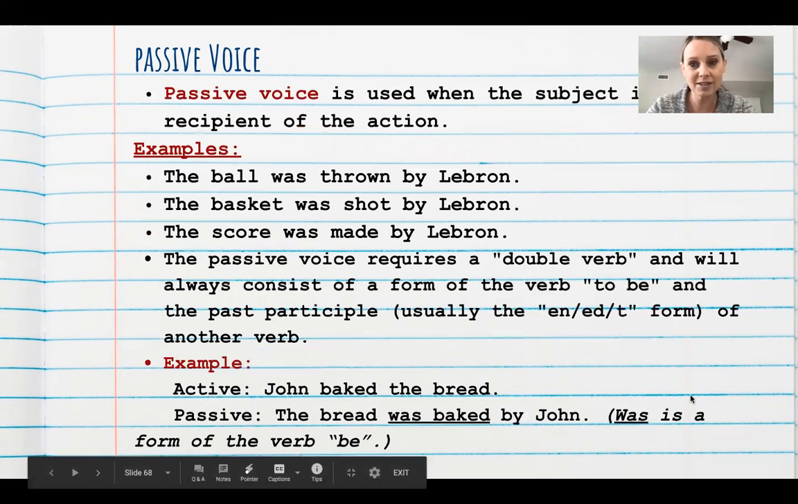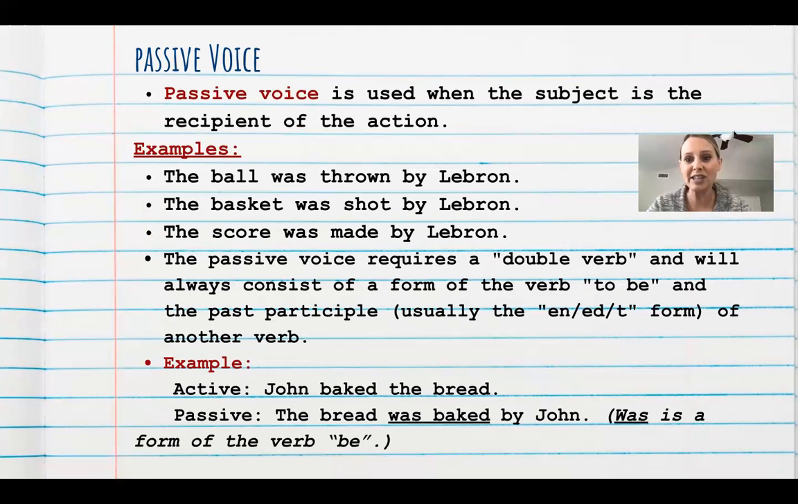Now, passive voice is very different. Passive voice is used when the subject is the recipient of the action. So now I put LeBron in the object spot. The ball was thrown by LeBron. Notice now that my subject is ball and my verb is was thrown. Now LeBron becomes the object of a preposition. So he's way at the end of the sentence in this scenario. The ball has more of the primary foothold in the sentence because it's the subject. Was thrown is my verb, and then LeBron is at the very end.